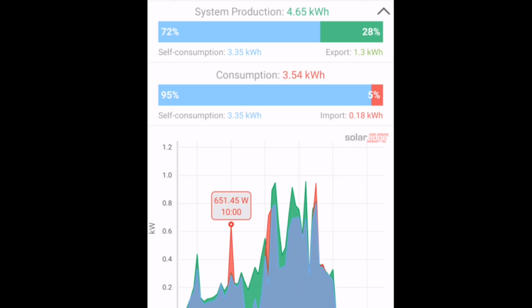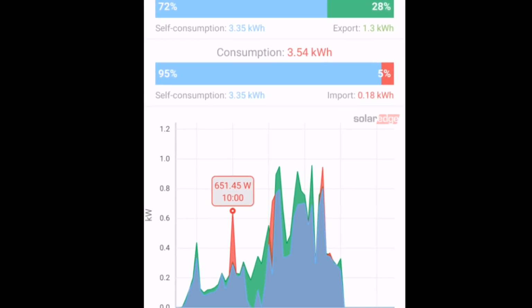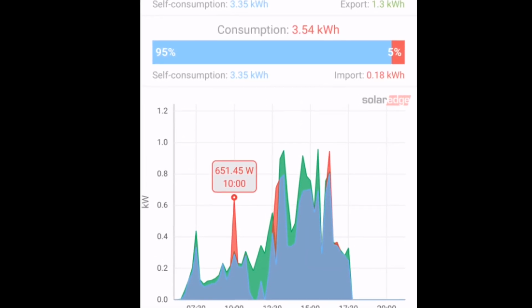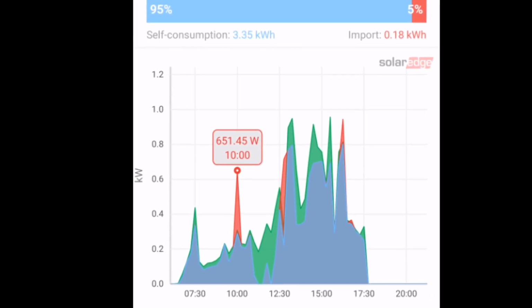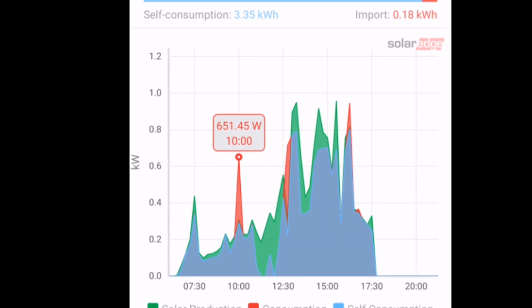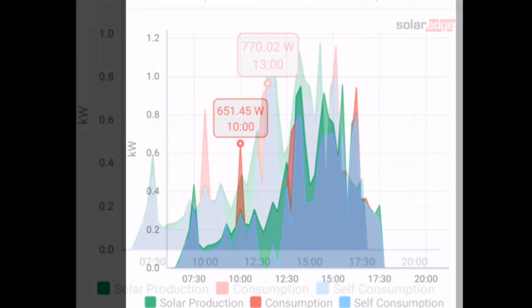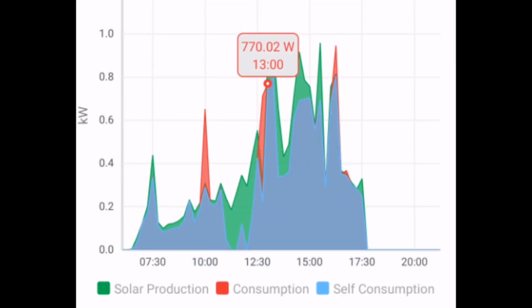Okay, moving on to another issue I've been looking at, which is consumption. I've been trying to get as close to zero grid usage as possible. So when I see a red spike of grid usage, I need to try and understand what it is and how it's been caused, to see whether I can stop it from happening again, to try and get as close as possible to zero.